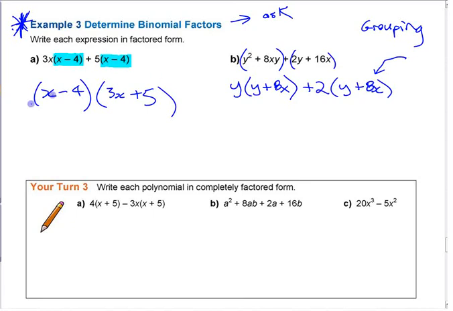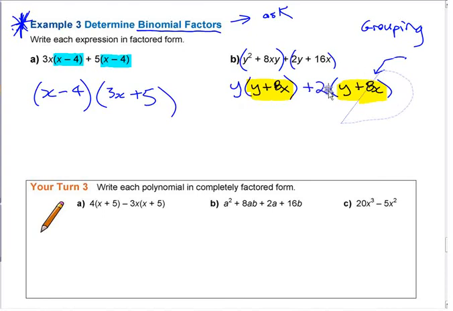Now, this one happens to work by grouping because the thing that you're left with is a common factor, a common binomial factor. It says determine binomial factors. That yellow thing is something it has in common. You could pull this out just like I did before with the y up above, right? If I pulled out that common factor, what would I have left?